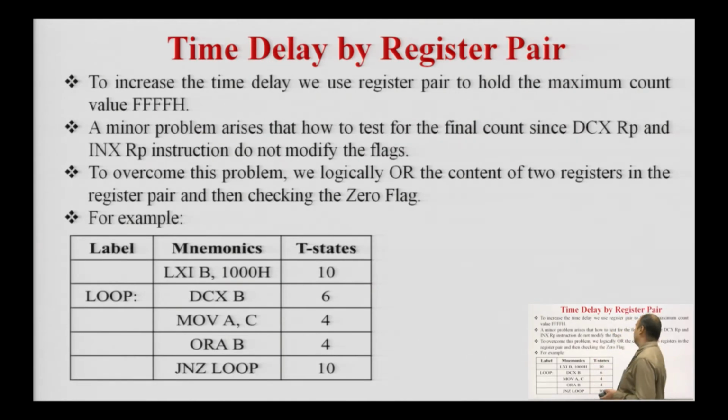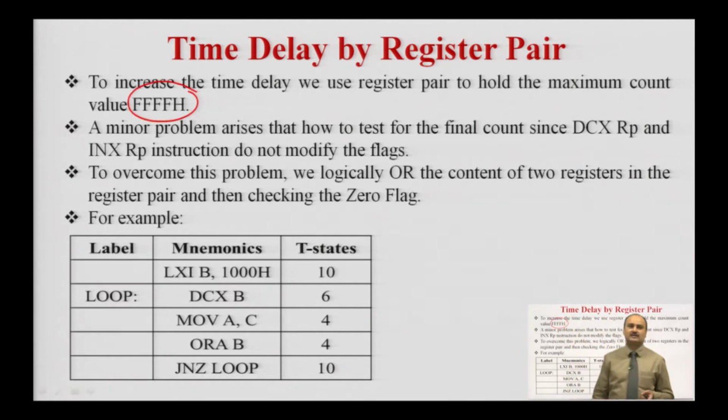Next is the time delay generated by the register pair. If you want to increase the time delay further, we use a register pair instead of a single register. So, here register pairs are used to increase the time delay, to hold a maximum count value that is FFH.